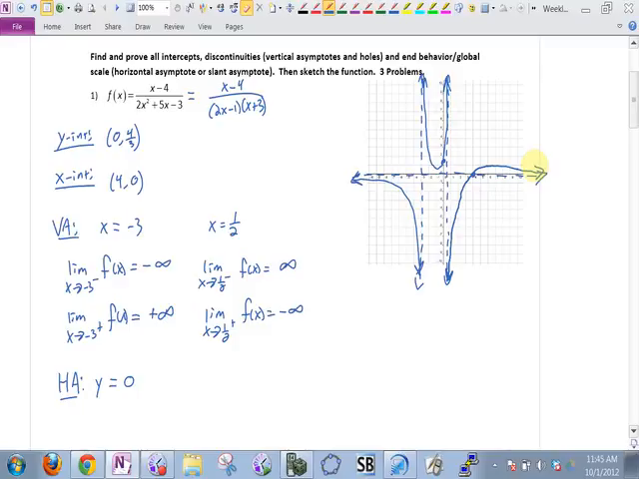Okay, any questions about number 1? There's a horizontal asymptote, that means it's not a slant asymptote? Yes.